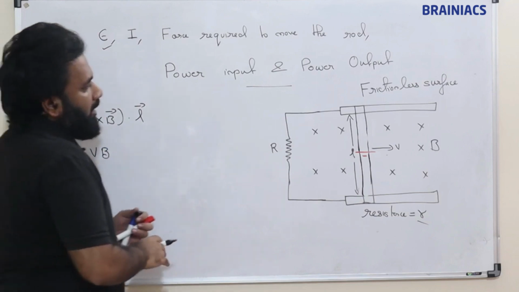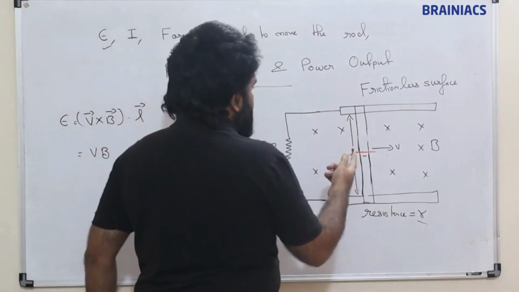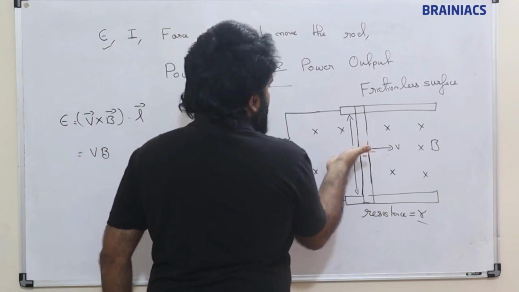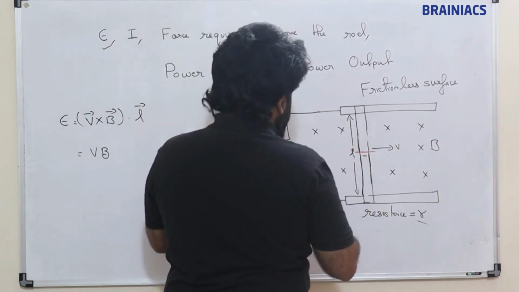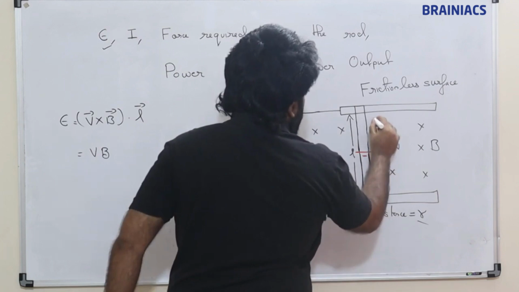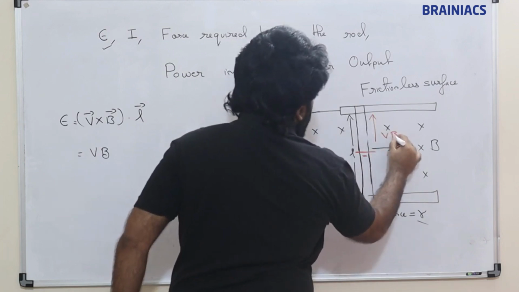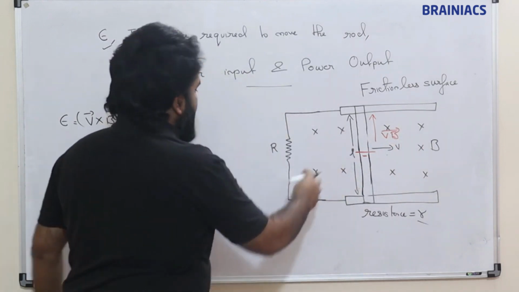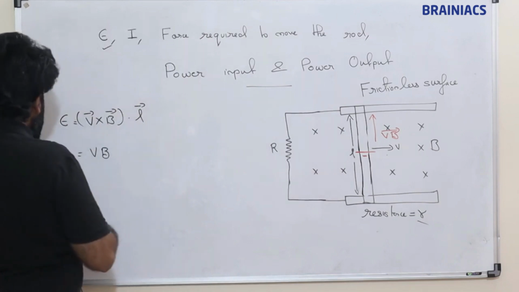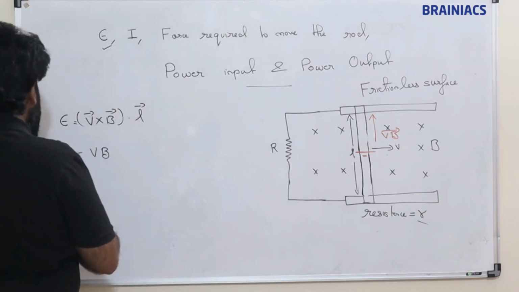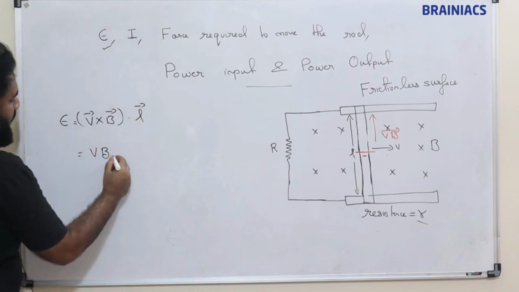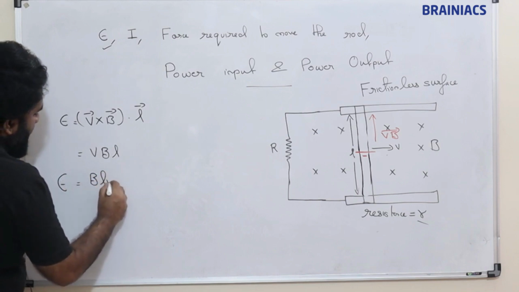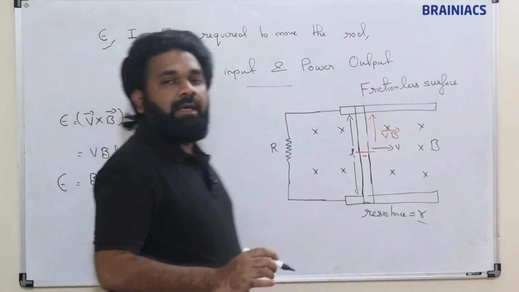V and B are at 90 degrees, so we can say VB. And what will be the direction of V cross B? This is V, and if B is going inside, this will be the direction of the VB vector. It is coinciding with the direction of L. So if we write cos theta, that will be cos 0. So VBL, or we can say E is equal to BLV. This is the EMF here.